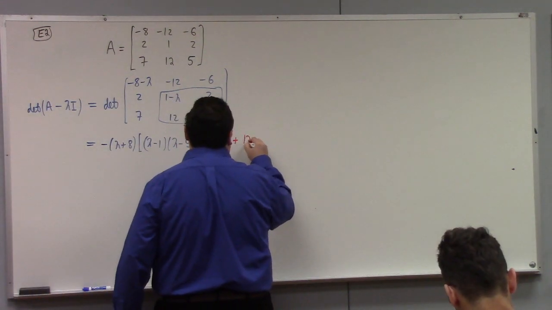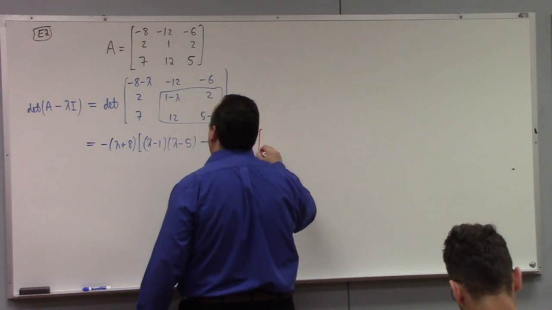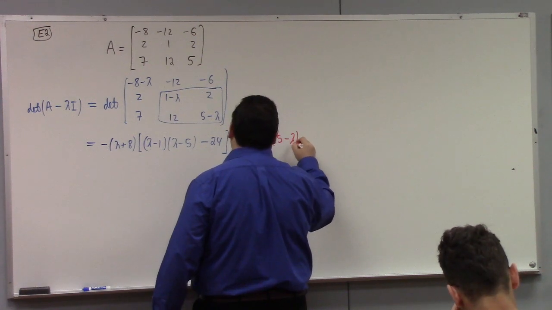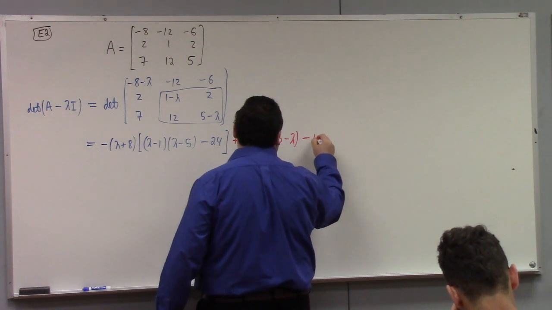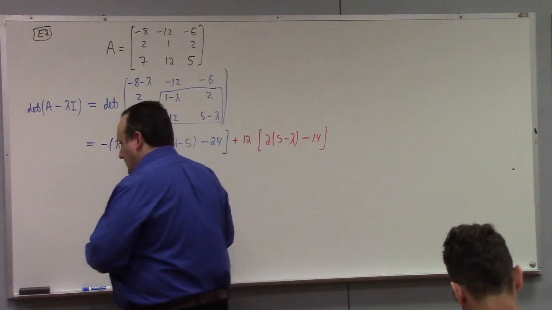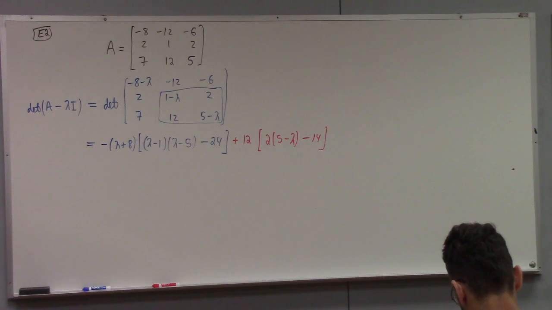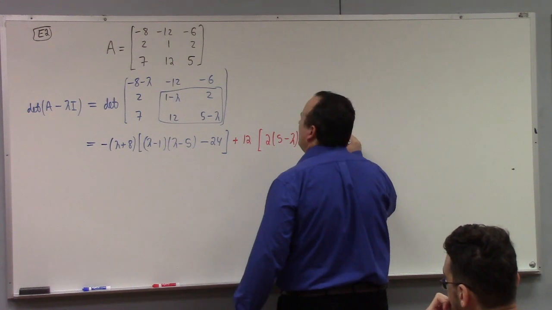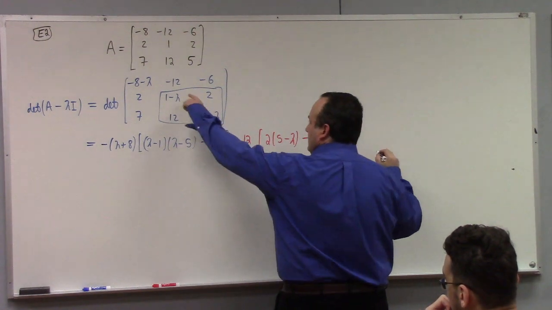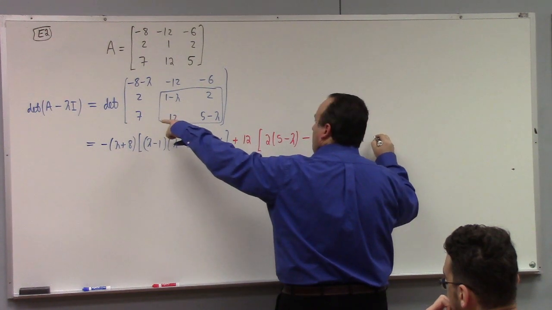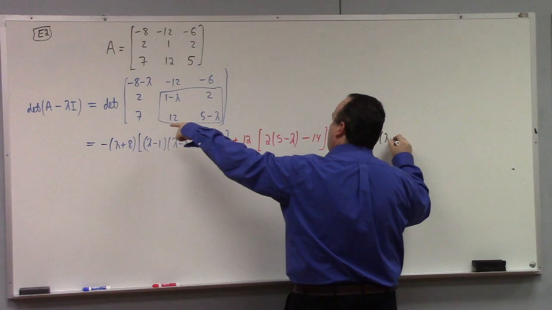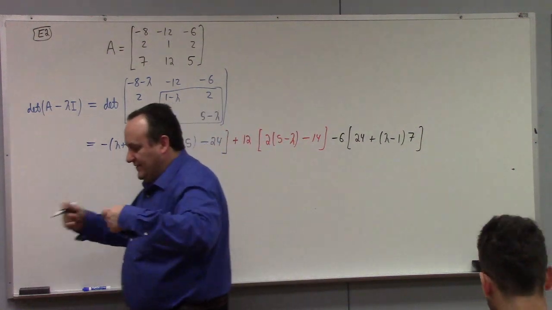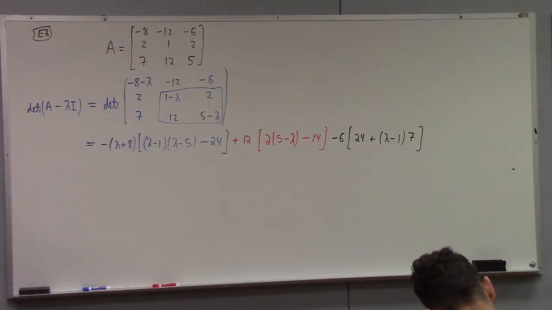There was an m by this problem. I wonder if that means anything. 12 times 2 times 5 minus lambda, minus 14, and minus, let's see here, minus 6 times the determinant of this guy, which is 24, plus lambda minus 1 times 7. Now, I try to avoid writing minus lambdas when I actually multiply the determinant out.